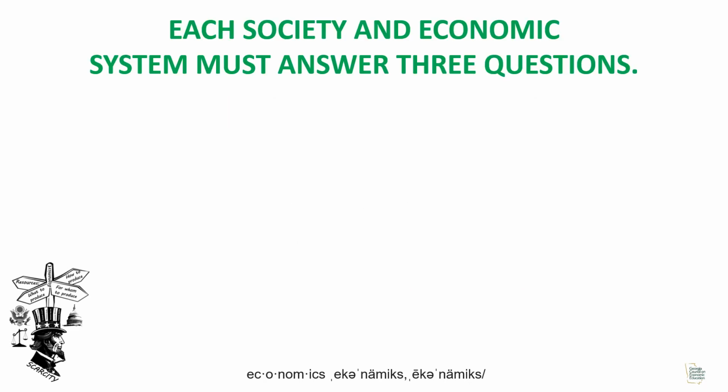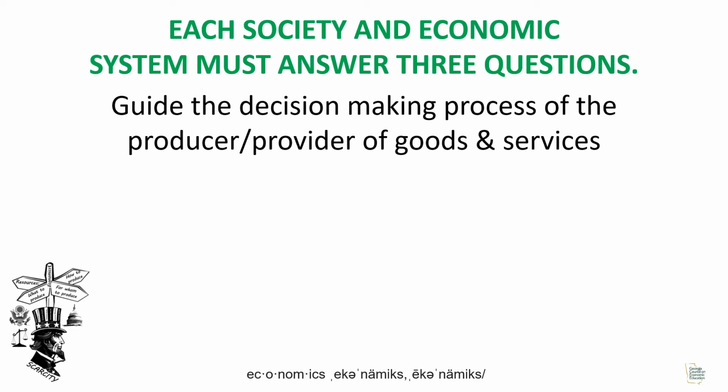Now, before we get into that, we have to understand that each society and economic system must answer three questions. These three questions guide the decision-making process of the producers and providers of goods and services. And this is all on the production side, because at the end of the day, we can't buy something that hasn't been produced. So what influences the production? We're talking about economic systems and how we answer these questions.